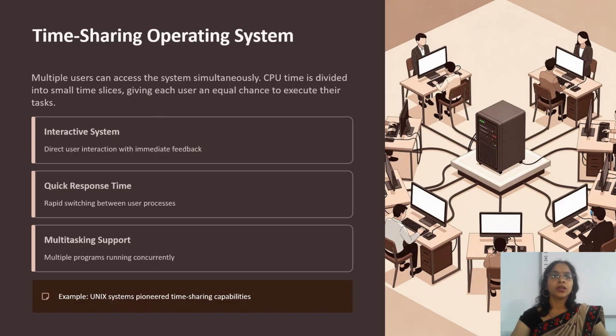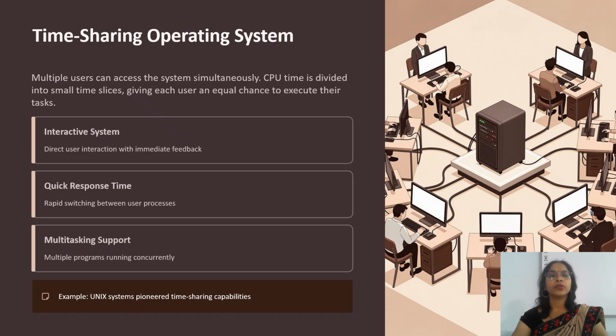Now, next is the time sharing operating system. In time sharing operating systems, the operating system allows multiple users to access the system at the same time. The CPU time is divided into small time slices called time quantum. Each user gets a small portion of the CPU time. For example, Unix was one of the first time sharing operating systems.